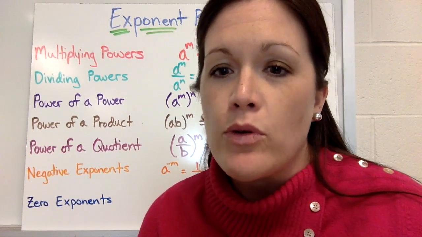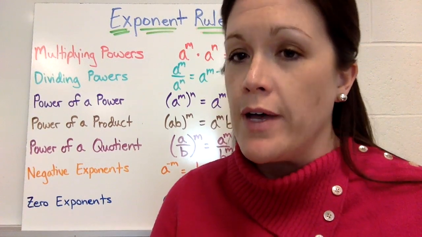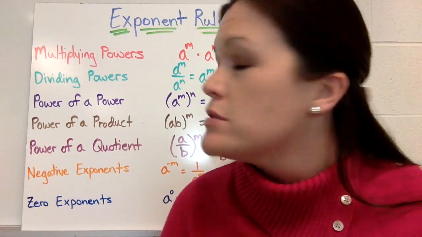Let's talk about exponent rules. There are 7 major rules we want to know about when we're simplifying exponents. The first rule is when you're multiplying powers.